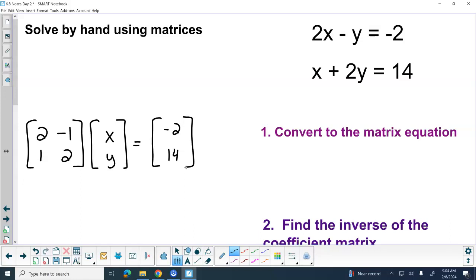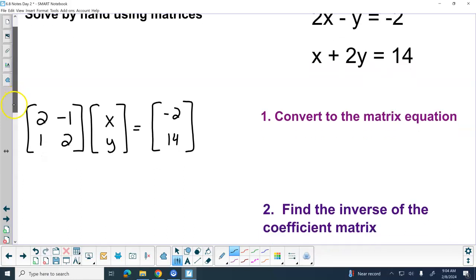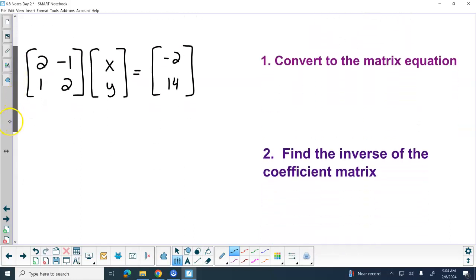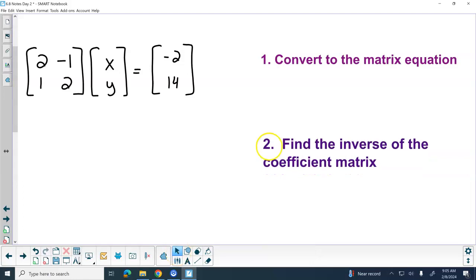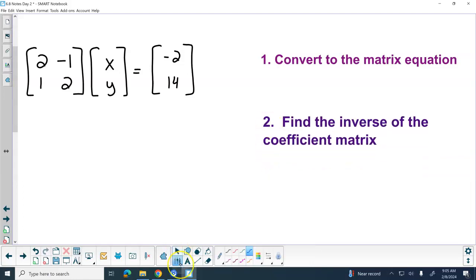Okay. Then it says we need to find the inverse of the coefficient matrix. So that's the 2 by 2. So what's the first thing that we have to do when we're finding the inverse of the coefficient matrix? We're going to find the determinant. Okay. So what is the determinant of my 2 by 2?